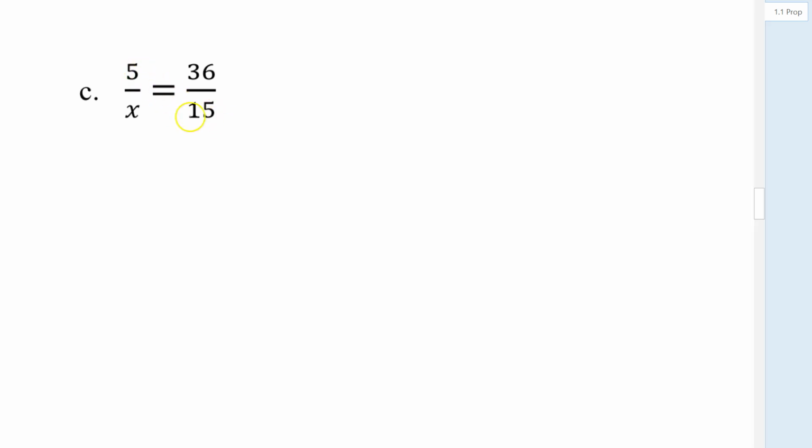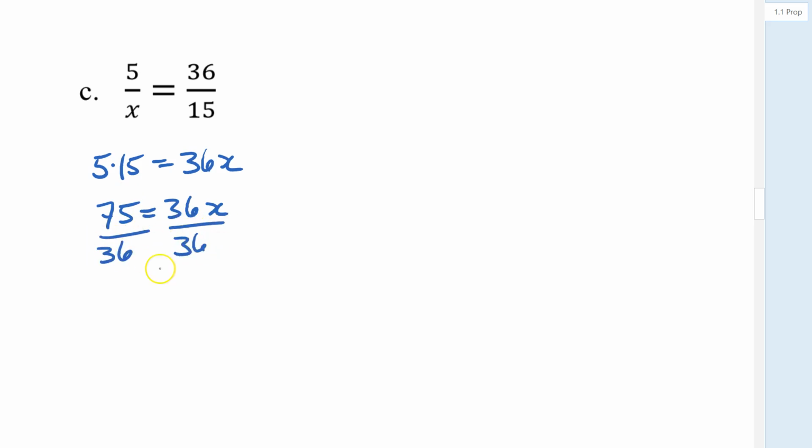So if I do the cross multiplying method here, I get 5 times 15 equals 36 times X. 5 times 15, I think, is 75, equals 36x. So divide both sides by 36. And so, I wonder what 75 divided by 36 is. It's kind of a crazy number. When I look at my calculator, I get 2.08, and then the 3's go on forever, so I put that line over there, equals x.